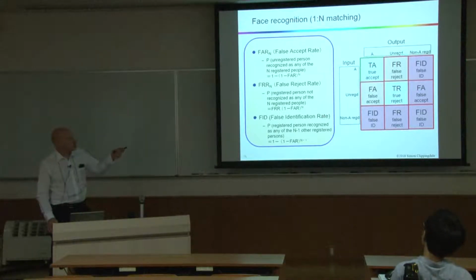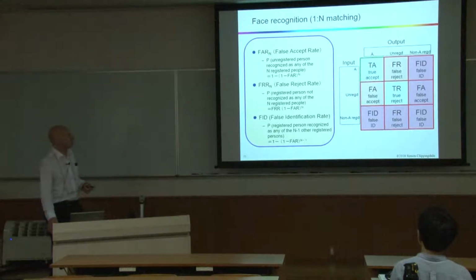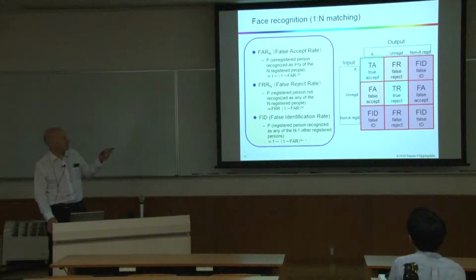So now the truth table here is a bit more complicated, and there are more ways in which it can go wrong. Principal among them are the false accept rate. Now I've put a suffix n there to indicate that it's with an n person database. And this is the probability that some unregistered person gets recognized as any of the n registered people. And you can state that in terms of the false accept rate from a single one-to-one verification like this. It depends here on the number of people in the database.